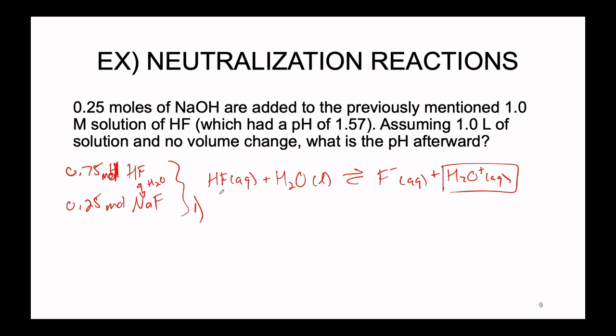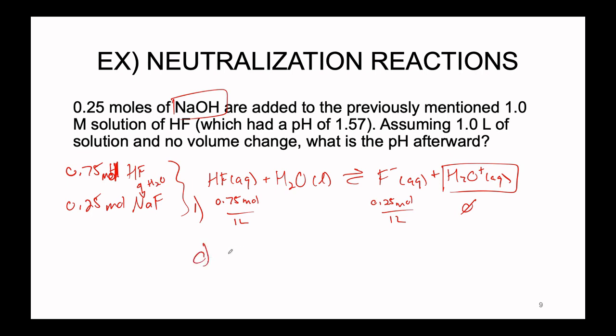Assuming that as soon as the neutralization is finished, we're starting this second reaction now in solution. We have 0.75 moles of HF divided by 1 liter, and we have 0.25 moles of F- also divided by 1 liter. No H3O+ present initially, right? There was just a neutralization reaction. A bunch of NaOH was added. So it's not like there was a bunch of H3O+ floating around. Now we are going to have to generate some.